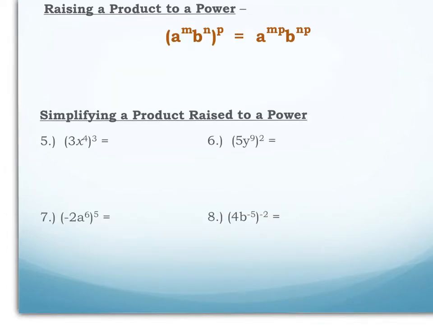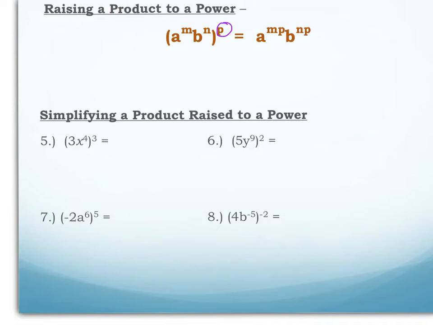Raising a product to a power says that a to the m times b to the n, all raised to the p power, equals a to the m times p times b to the n times p. So that means the exponent outside, in this case the p, gets distributed to everything inside. So let's look at some examples.